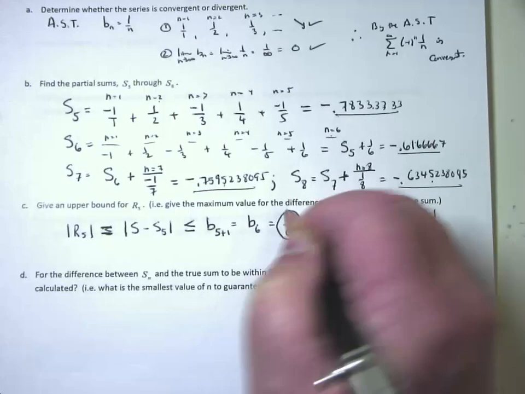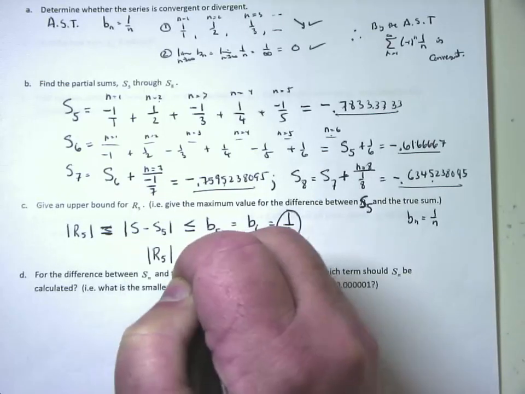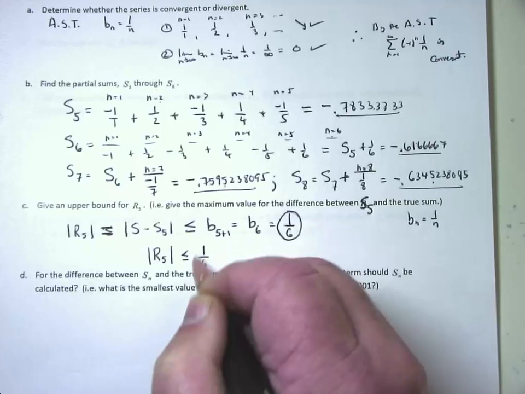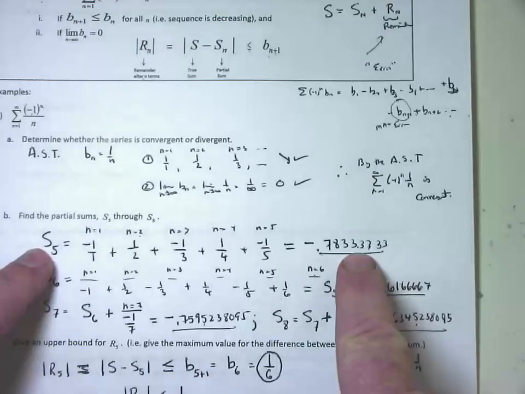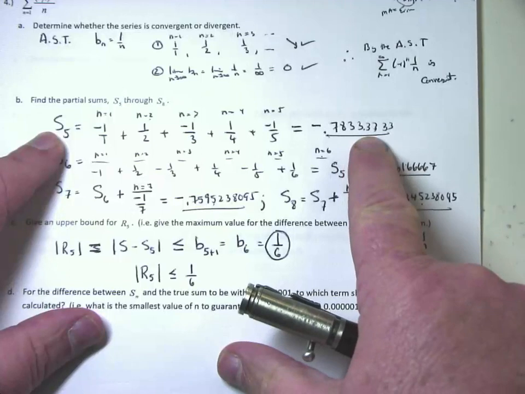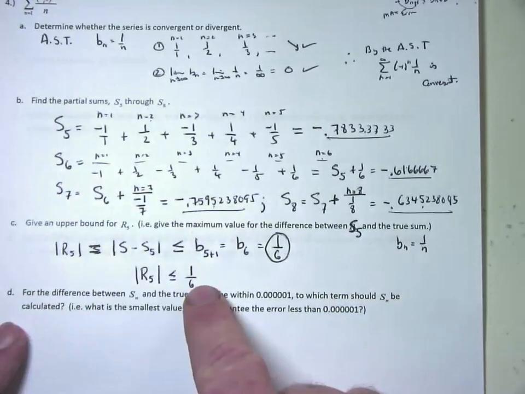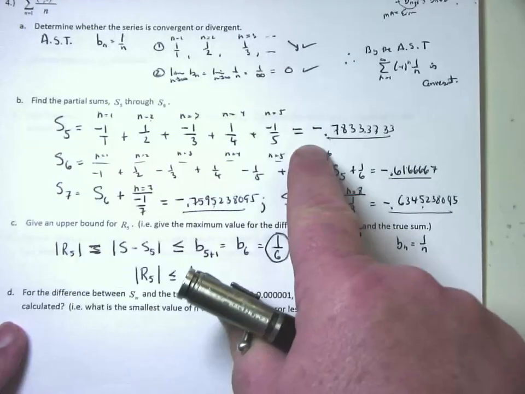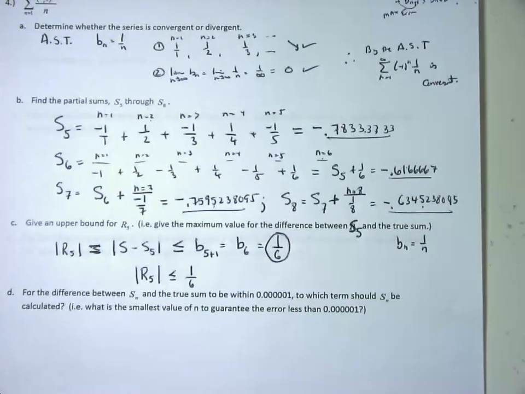The answer is 1/6. So the error or remainder for the first 5 terms will be less than or equal to 1/6. This is the maximum amount of error that adding up the first 5 terms is going to have. Does that make sense? Remember, this is the remainder for S5. This answer right here, negative 0.78333, is going to be at most 1/6 off of the true answer. It's always the next term up. When you do a 5, the next term up would have been plus 1/6, and that's where your error comes in. That's the alternating series estimation theorem.